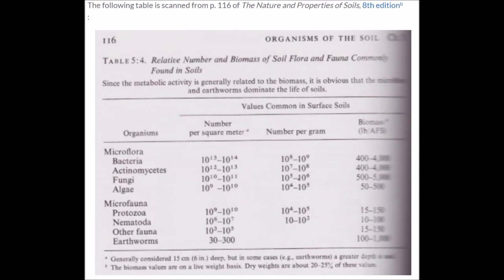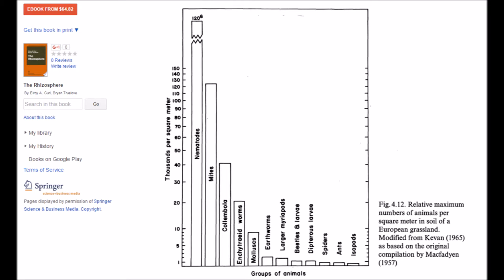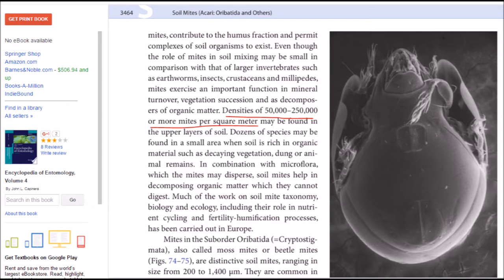As you can see in this table, many decomposers are bacteria, actinomycetes, and fungi. Among animals, nematodes are probably most numerous. In this video, I'll focus on mites, which are perhaps the second most numerous type of animal in certain soils. This figure shows mites as numbering perhaps 10 to the 5th per square meter, which is 10 to the 9th per hectare. Similar numbers are reported in other sources.